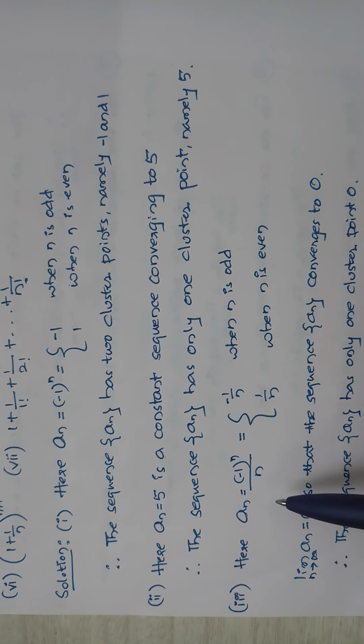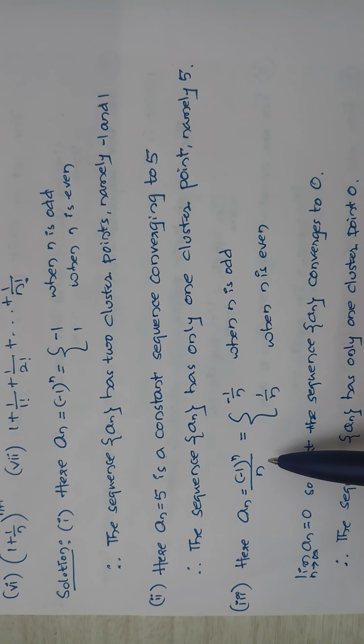Another example: a_n is equal to (-1)^n divided by n. When n is odd, it is -1/n. When n is even, it is 1/n. Therefore the limit as n tends to infinity of a_n is 0 for both cases, so the sequence a_n converges to 0. Therefore the sequence a_n has only one cluster point, that is 0.